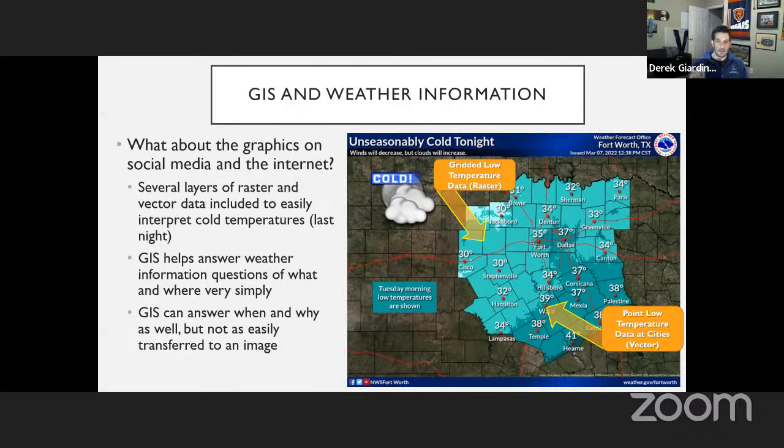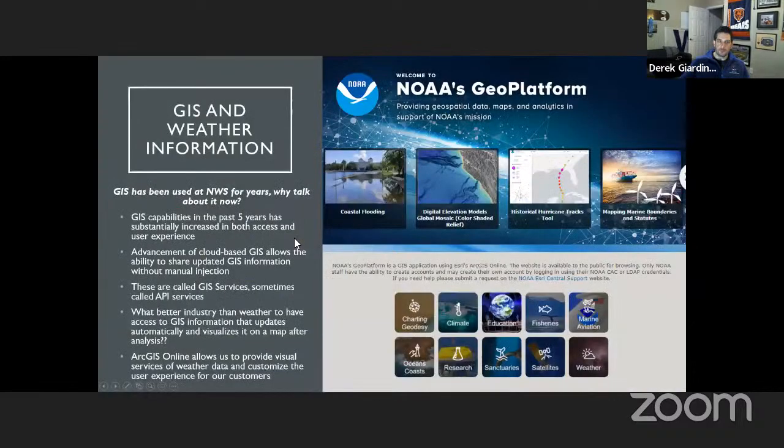But there are several layers on this map. You can see the gridded low temperature as a raster grid or grid data. All that little boxy pixelated stuff is the grid underneath. And then the point data that it actually pulls from is the temperature data that you can see at each one of the cities, and that's vector data. So GIS helps us answer weather questions very simply. Not only can it tell us what and where, which is what we typically use it for, it can do when and why as well. It's just not as easily done in a simple one image.